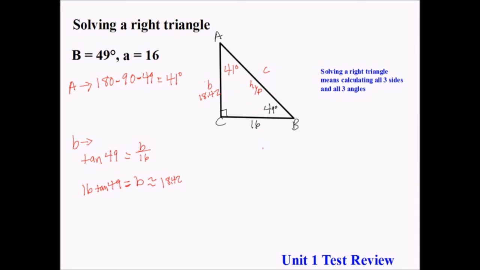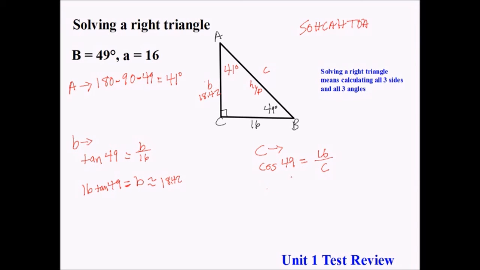To find little c is the same thing. Okay, let's go ahead and use the same setup that we had. We have adjacent and we have hypotenuse. So adjacent and hypotenuse, if we use that good old SOHCAHTOA, adjacent over hypotenuse is cosine. So let's say cosine. And I'm just using 49 because it's given to me. So the cosine of 49 is going to be equal to 16 over C.